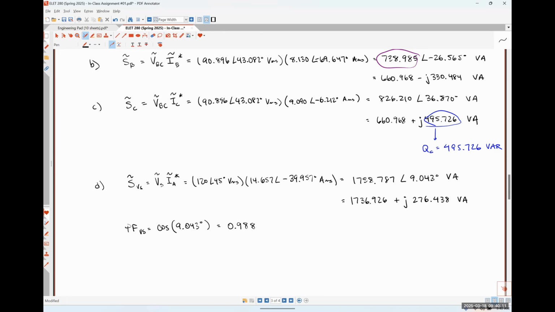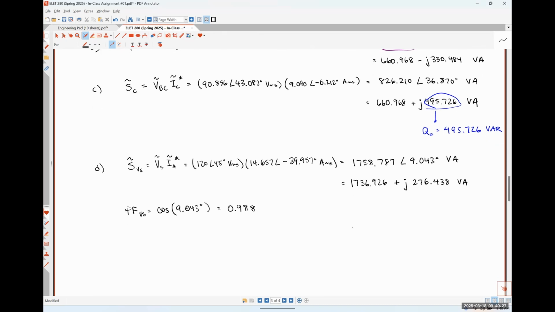Is this power factor leading or lagging? It is lagging. Why is it lagging? You're correct. Because the angle is positive. Absolutely. Yep. So that's one way for us to do this. Perfectly reasonable. There are a couple of different ways that we could do this as well. I just want to touch on them very, very briefly.